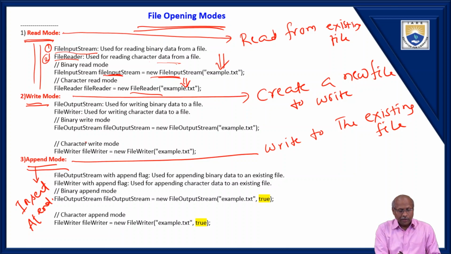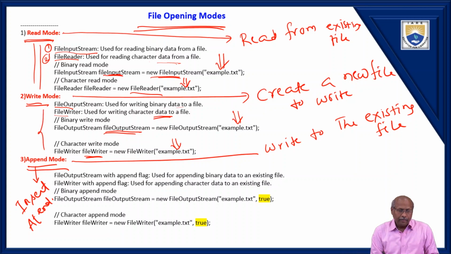Similarly, for writing purpose, you can use either FileOutputStream or FileWriter. FileOutputStream is useful for writing binary data, because that will write byte by byte. Similarly, FileWriter is useful to write character by character to the file. This is my object of FileOutputStream, and when you pass this data, the FileOutputStream object will be created. Similarly, FileWriter, it is my object with this name. So this is the syntax for writing.